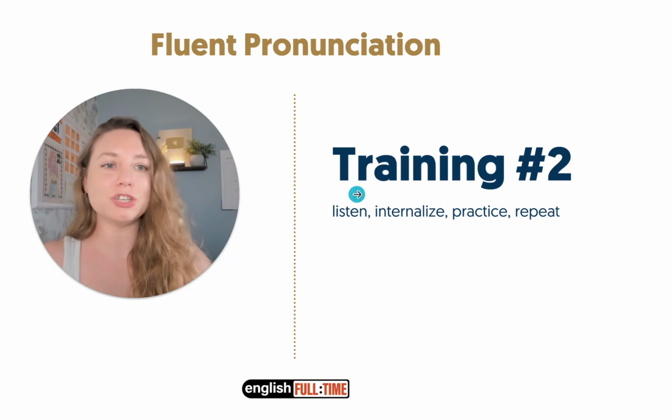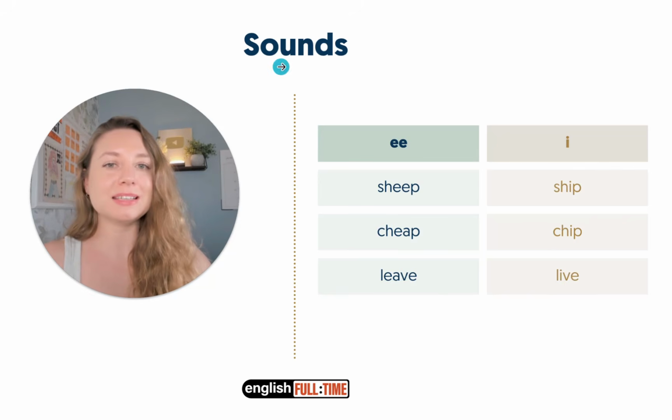Fluent pronunciation training number 2. Listen, internalize, practice, repeat. Sounds. E, I, e, I, e, I. Sheep, ship, sheep, ship, cheap, chip, cheap, chip. Leave, live, leave, live. Sheep, cheap, leave, ship, chip, live.